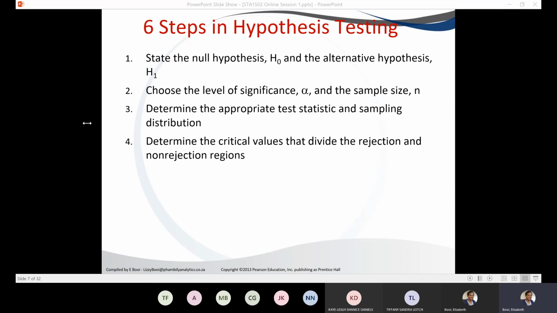On your t-table, you will find those critical values. Now, where do I find those t-tables? You will find your t-tables at the back of the past exam paper. They always have the tables. I will show you later on, when we are busy with the exercises, how to find those critical values.